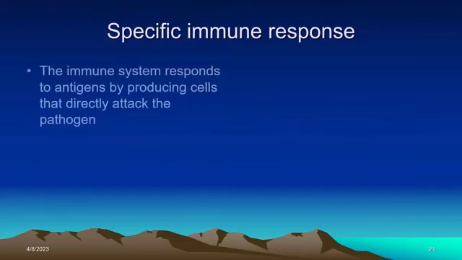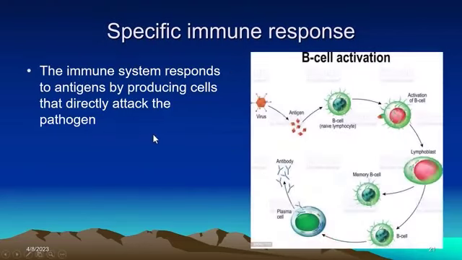Specific immune response. This is the cellular response. The immune system responds to an antigen by producing cells that directly attack the pathogen. So this is what occurs when a cellular response occurs. This is done by B cells, and these B cells are activated. Then the B cells take two ways. They produce two types of cells.